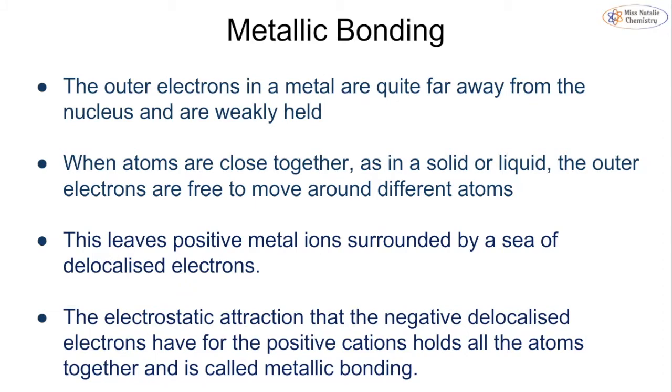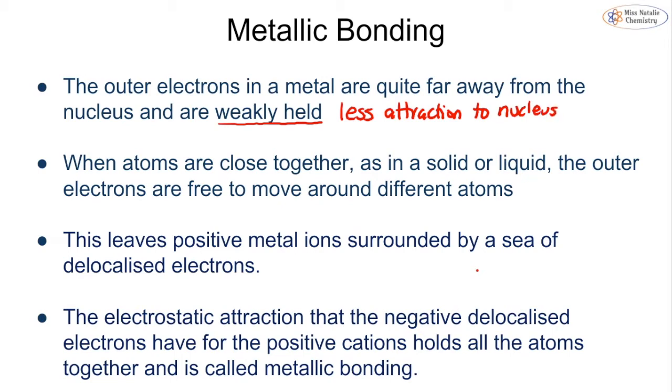So in a metal, the outer electrons tend to be the furthest away from the nucleus, and for some metals that can actually be very, very far from the nucleus. And this distance causes them to be very weakly held, meaning there is less attraction to the nucleus.